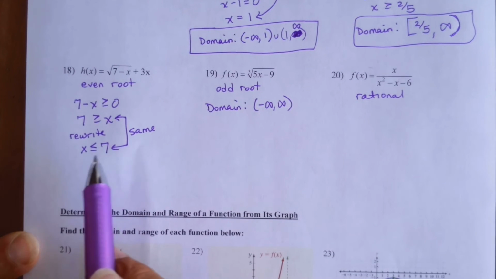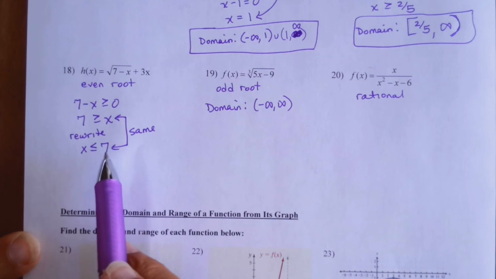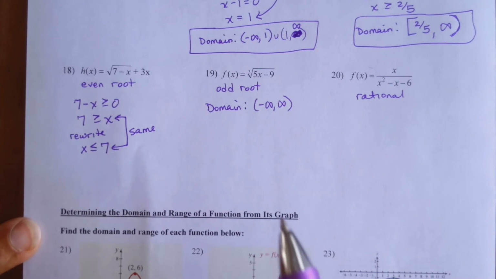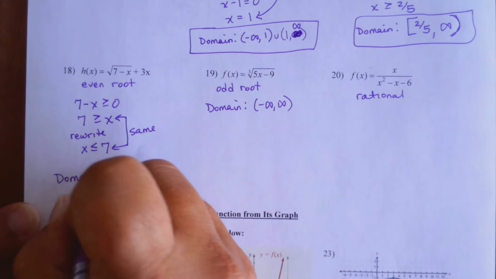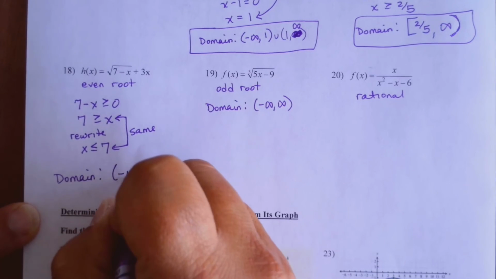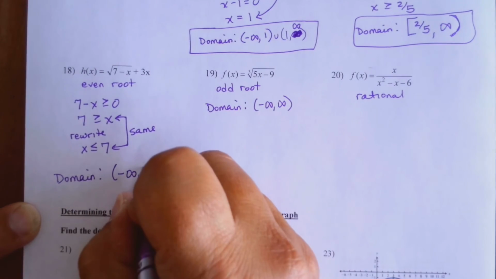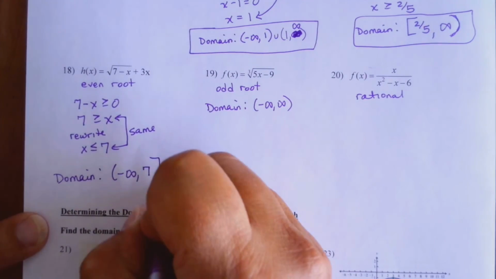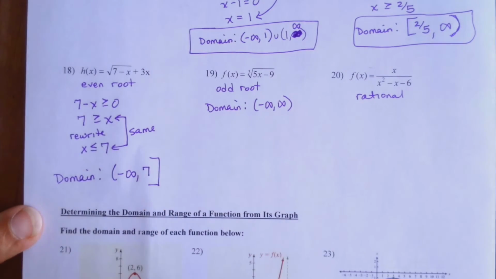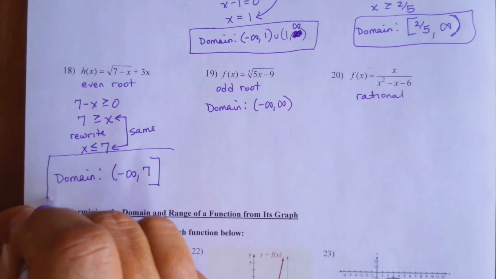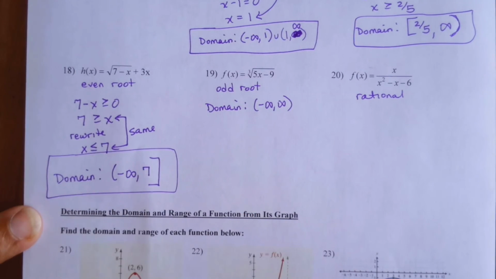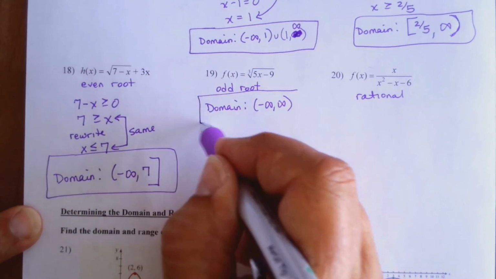So what are numbers less than or equal to 7? Okay, less than or equal to 7 are numbers like 6, 5, 4, 3, 2, 1, right, and all the negative numbers. So this means numbers less than 7 would start at negative infinity and then go to 7, and then that's where you would stop. Okay, these are numbers less than 7. Okay, so that's your domain. All right, we already did this one.